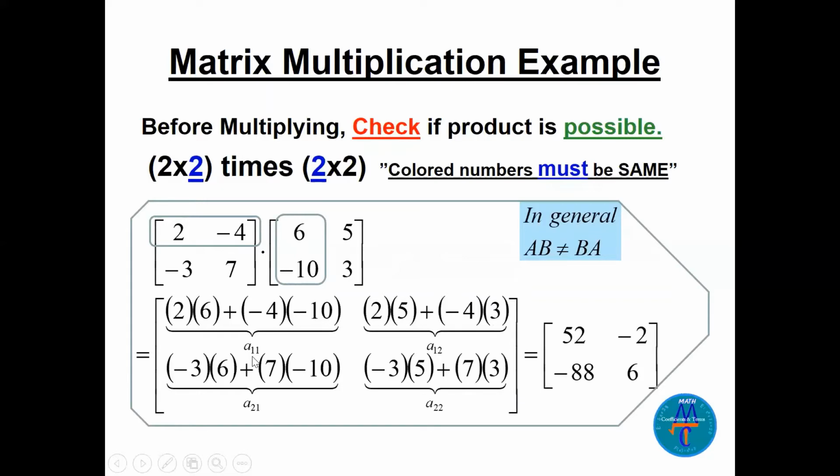You can see it easily, clearly: 2 times 6 minus 4 times minus 10. So 40 and 12 becomes here 52. Same thing for A12. A12 means row 1, column 2, etc. Here, A21 is row 2, column 1. Then you can multiply.